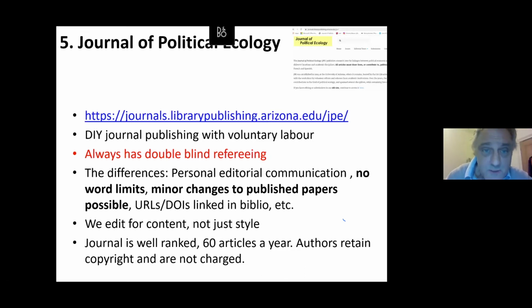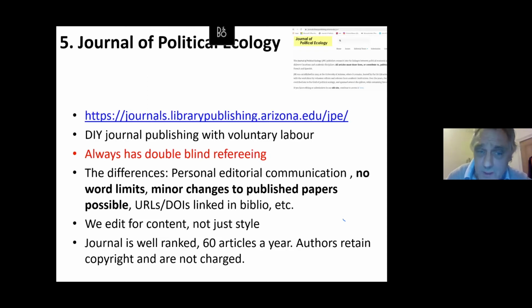It's produced on this laptop that I'm talking to you on now, and we do about 60 academic articles a year. We have a very nice ranking, just a bit below journals like Geoforum and things like that. The authors all retain copyright. And what is the difference from a commercial journal? It's probably that you get a lot more personal editorial communication, as long as myself or the other editor, Casey Walsh, have the time to do it.